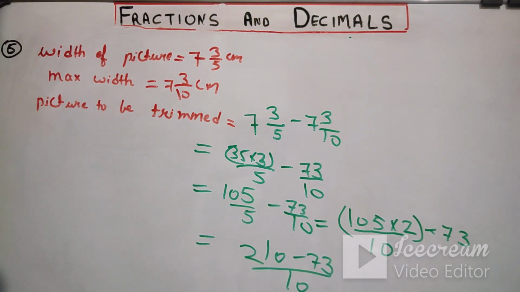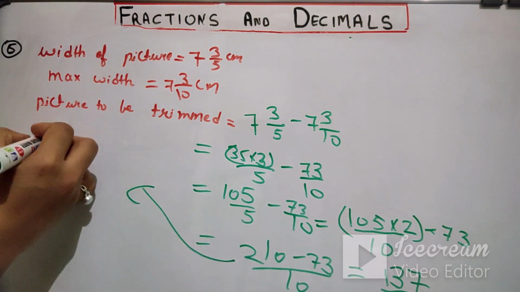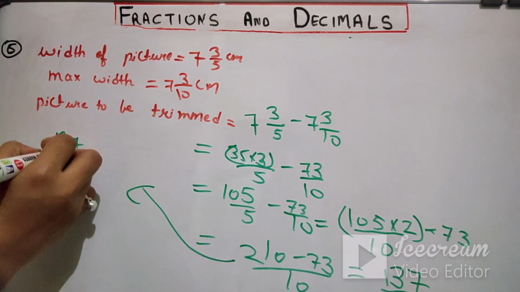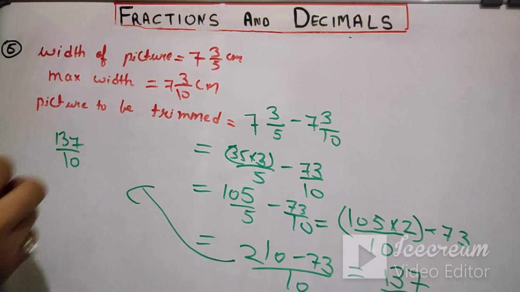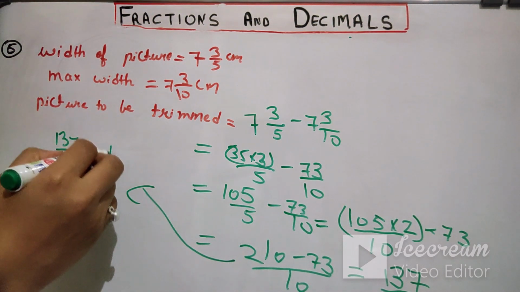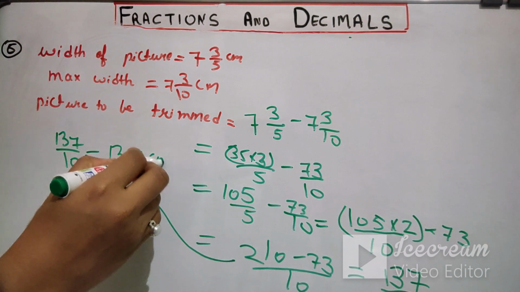Okay, so when we will solve this, the answer that we will get is, we have to subtract it, so we will get like this. Okay, so this will come here and only 1 will come here. Fine, so 137 upon 10 is the answer. Okay, I think it's not visible, so let me write it just here. The answer that will come is 137 by 10. Okay, so when we will convert it into decimal, the answer will come 13.7 centimeter.